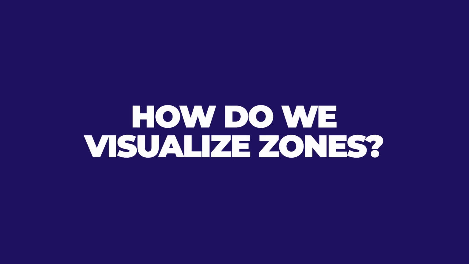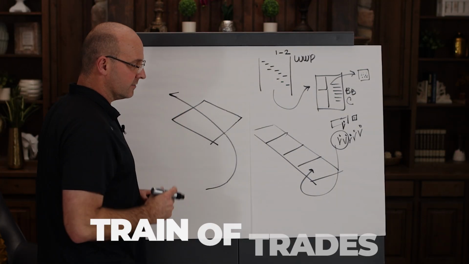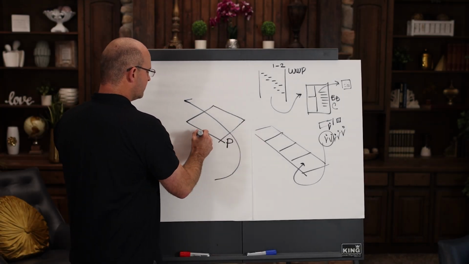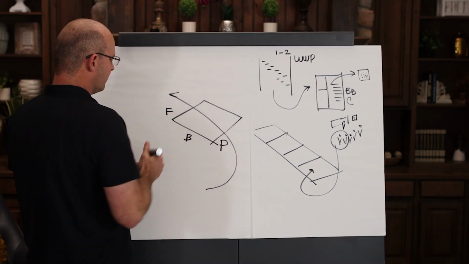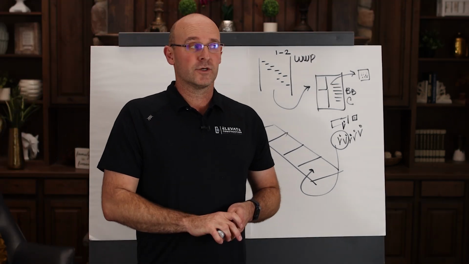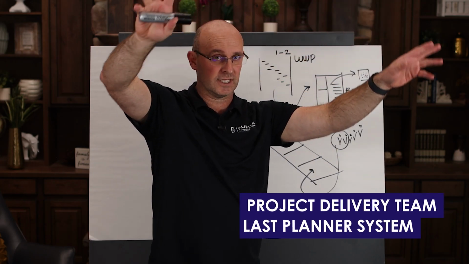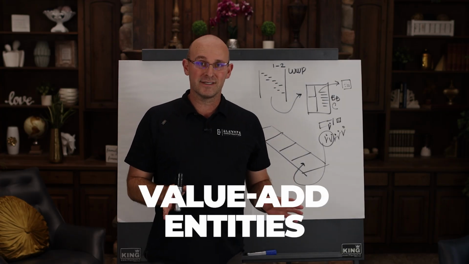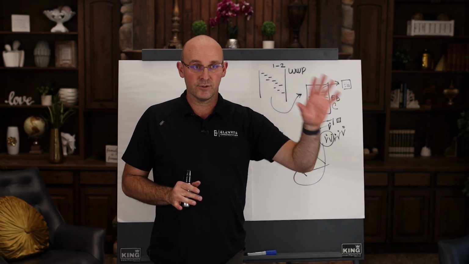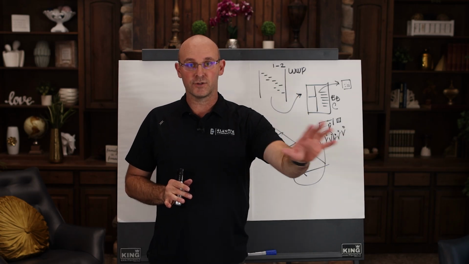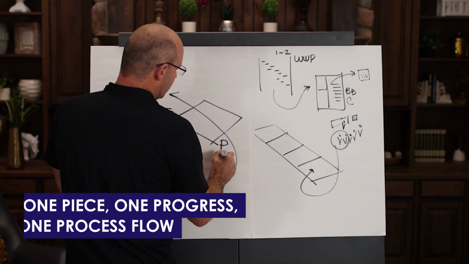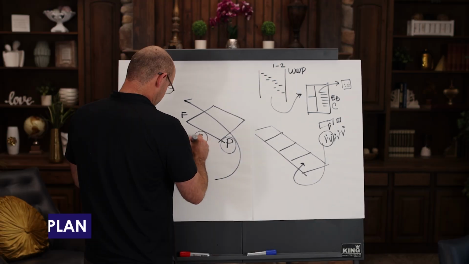Now, what I want to talk about here is how do we visualize zones? Let's just look at one zone here. We all know that if the train of trades is flowing in this direction, before we start that zone, we plan. When we're in the zone, we build, and then when we're done with the zone, we finish. We don't do enough of this. We're talking about planning with the project delivery team, with the last planners, we're getting closer, but the workers are a part of this. They are value add entities that are installing the work, and they must know the plan, and we must listen to them, and we have to make sure they're included as a part of the team. That's not a lecture. That's just me being passionate. When we talk about one piece, one progress, one process flow: plan, build, finish.